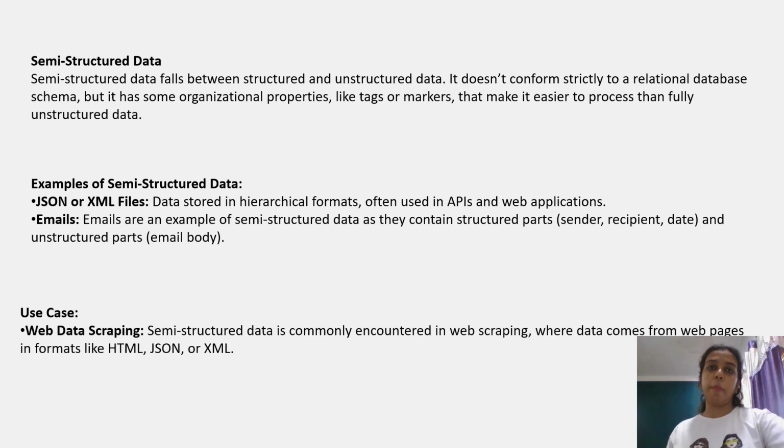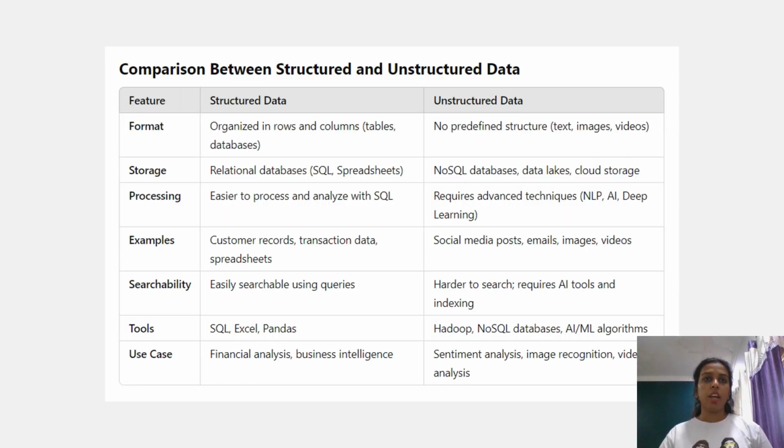Emails are another good example. The subject line, the sender, and timestamp are structured, but the body of the email is unstructured text, making it a blend of both. To summarize, let us quickly go over the key differences. Structured data is organized in rows and columns, making it easy to analyze using traditional methods like SQL and Excel. Unstructured data does not follow a set format and requires more advanced tools like AI or machine learning to process, whereas semi-structured data sits in the middle with some structure but still requiring specialized tools for full analysis.